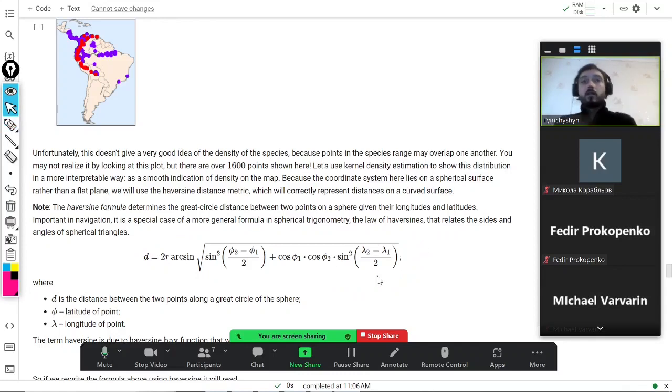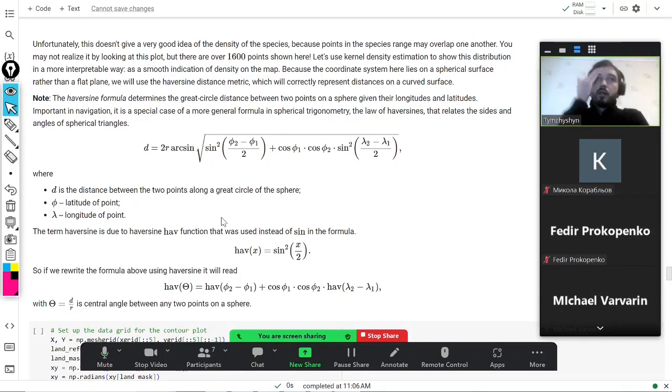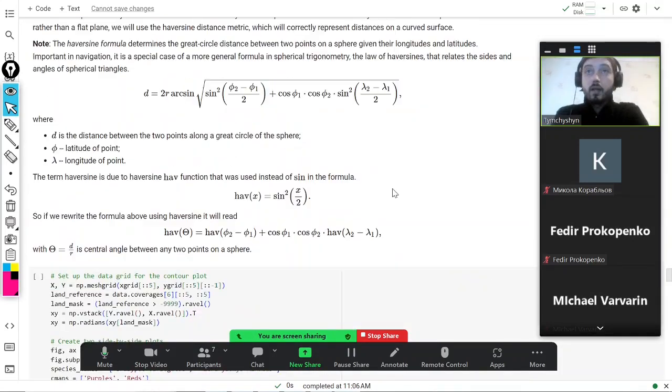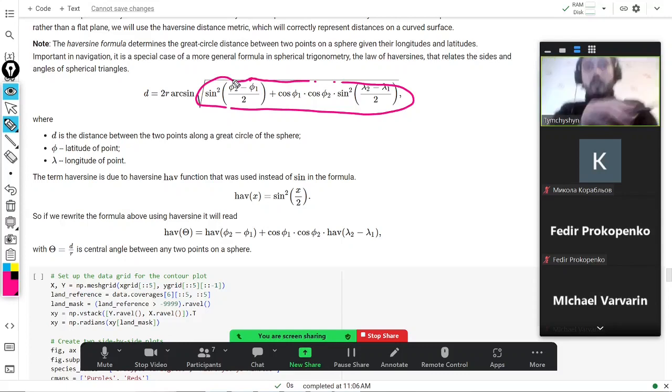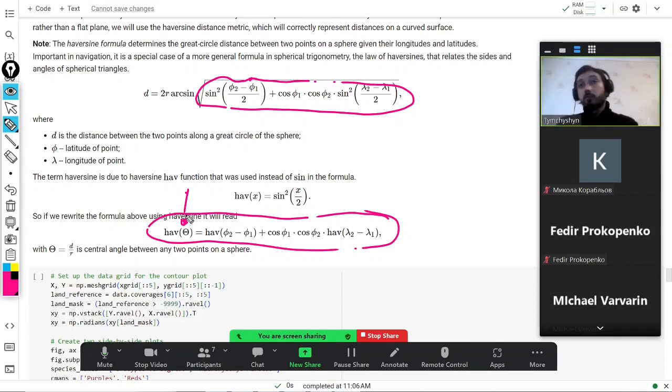It looks quite complicated, but you can make it, let's say, a bit more compact. So here you see that d is the distance between points, while phi and lambda are latitude and longitude of the points on the sphere. The interesting thing is that all these expressions under the square root in here are basically the formula of the haversine. And here theta is the central angle between the two points that you are interested in.